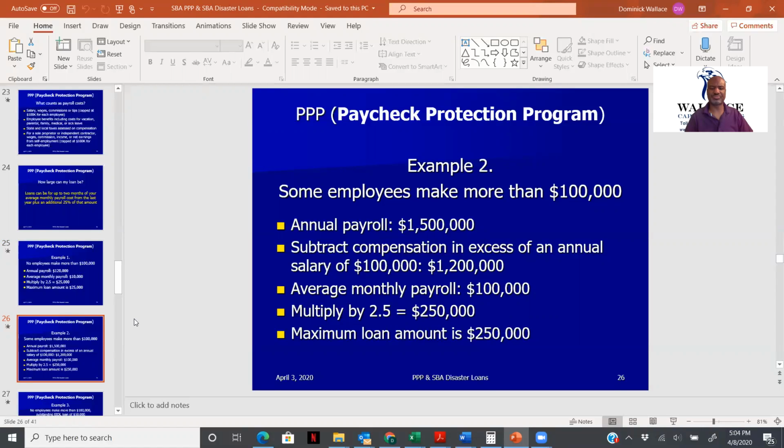That leaves $1.2 million. You average that monthly: divide $1.2 million by 12, and you get $100,000. Then you multiply that by 2.5 to get $250,000. And that's the easiest way to calculate that.